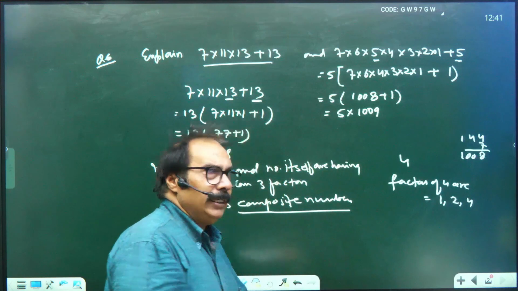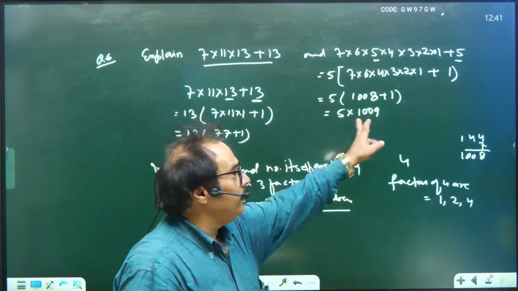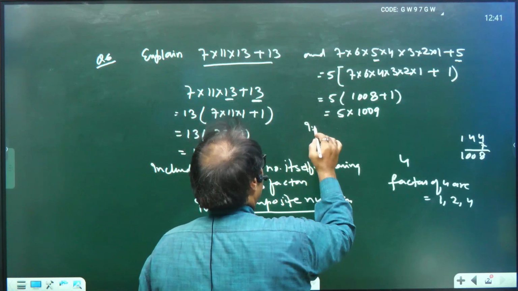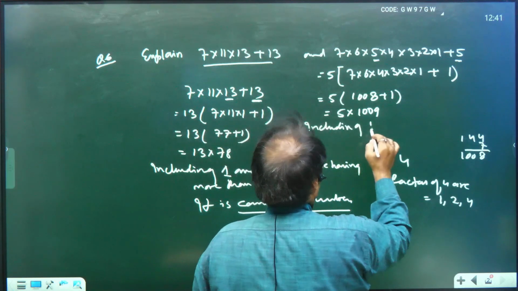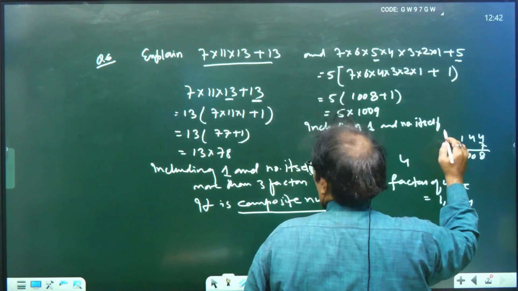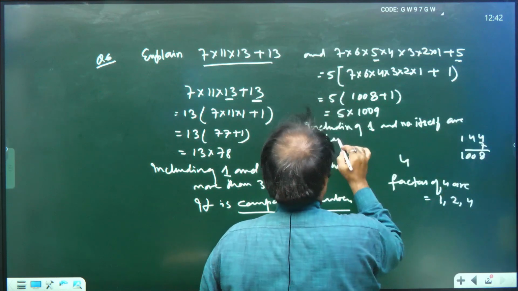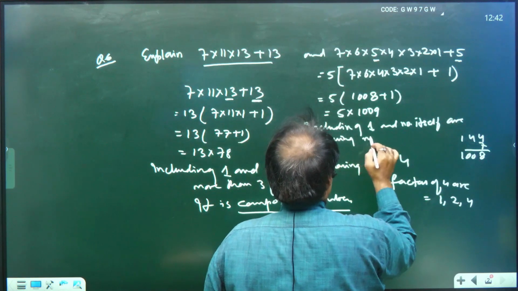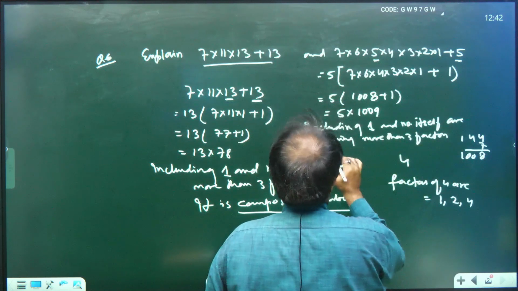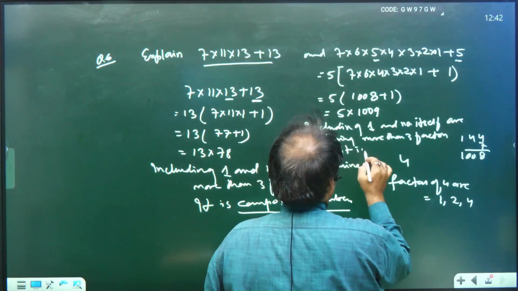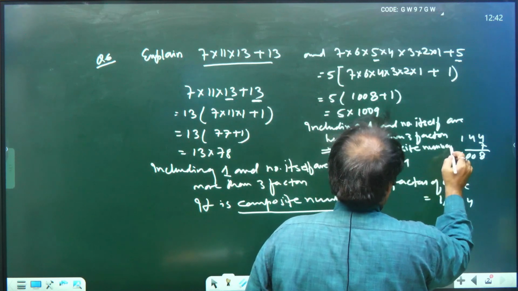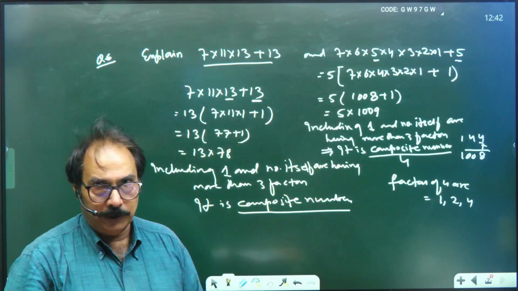So two factors are already there. The third factor will be 1. The fourth factor will be the product itself, right? So we can write that the number, including 1 and the number itself, has more than three factors, thus it is a composite number. Okay, so in this way we may solve this type of question. Got it?